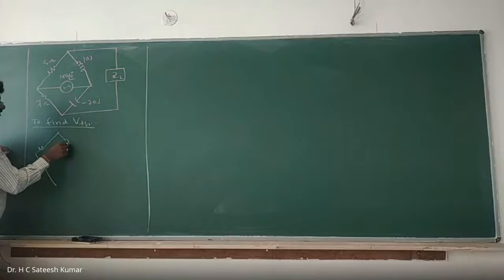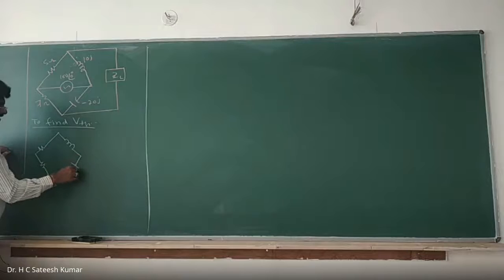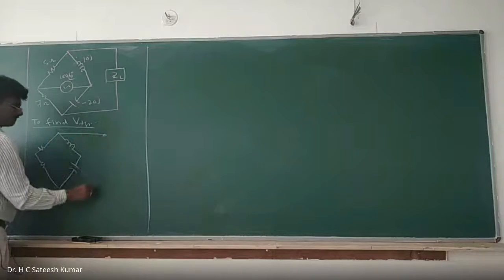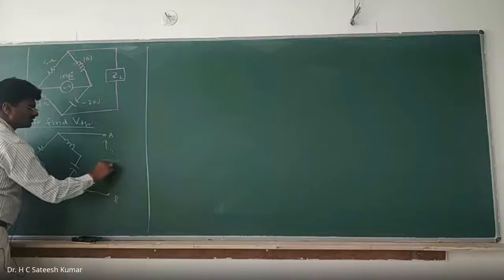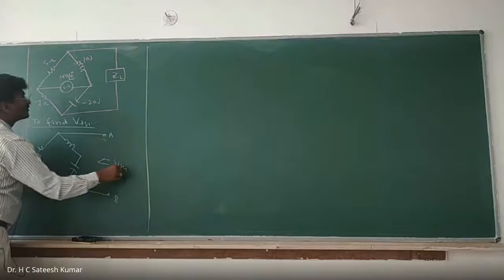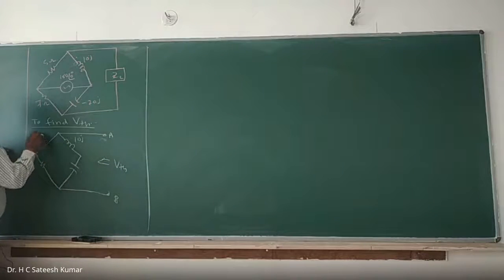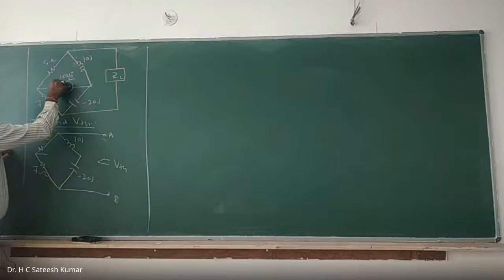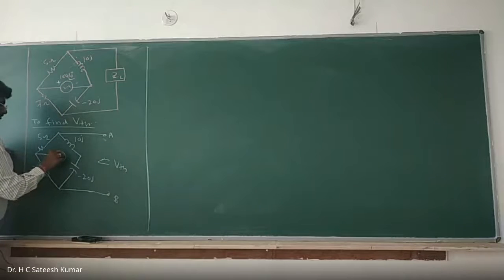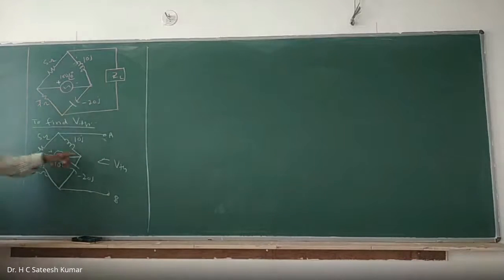And here we have inductance, and we have capacitance, and this is open circuited. A, B, this is your VTH. 10j, 5 ohms, 7 ohms, minus 20j, and here we have a voltage source, plus minus, 100 at an angle of 0, that is 100 volts.